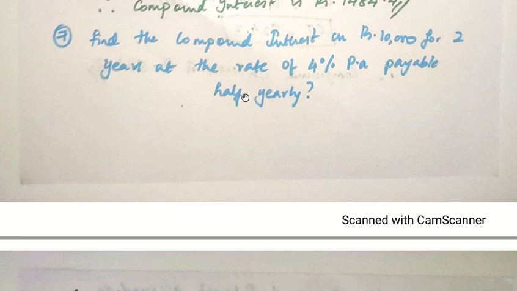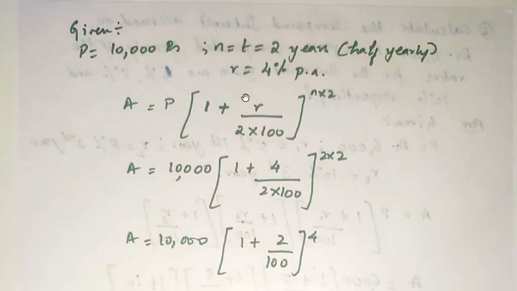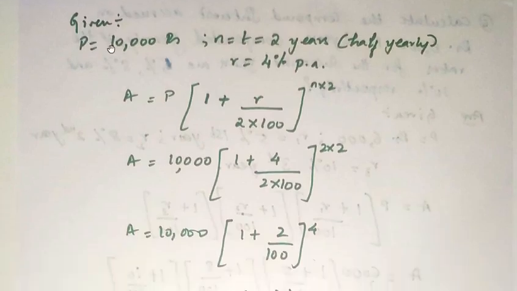So if you see, this question is based on half yearly. What is given in the question: principal 10,000 rupees, n or time is equal to 2 years, which is on a half yearly basis. We are supposed to calculate our compound interest. Rate is 4% per annum. So amount is equal to principal into (1 plus r divided by 100). Since it is half yearly basis, the rate of interest percent is divided by 2 and the number of years is multiplied by 2.